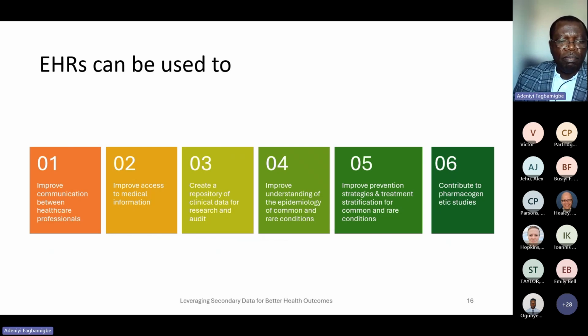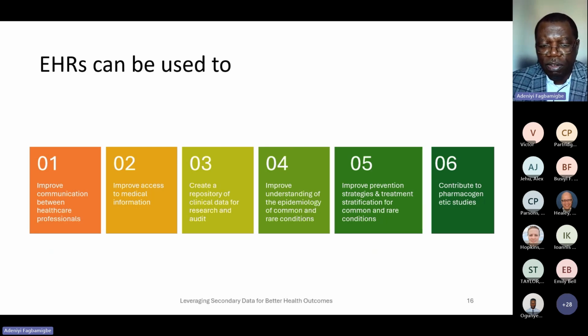I will come to that, but they have several advantages. I've just listed a few here. They are very useful in improving communication between healthcare professionals. And of course, it gives us access to medical information to be able to study it more and make suggestions and recommendations that can influence the practice.